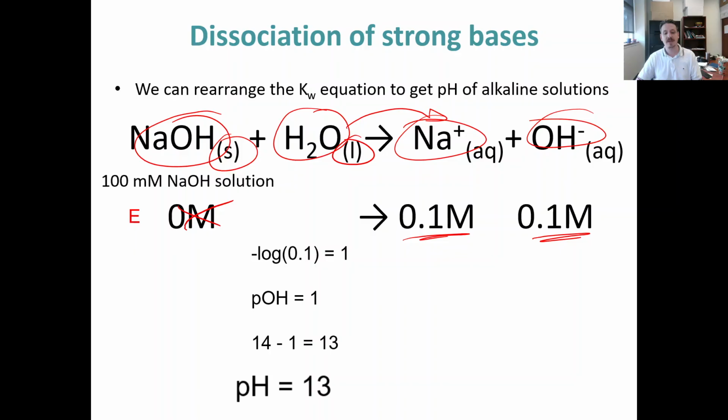And that's the answer. Now remember, we got a base, so we're expecting a high pH. And what do we get? A high pH. So that works. So we've got our strong bases now. So we have our strong acids and our strong bases.